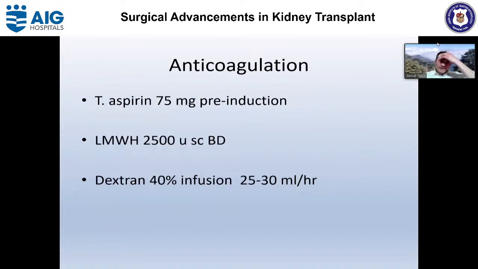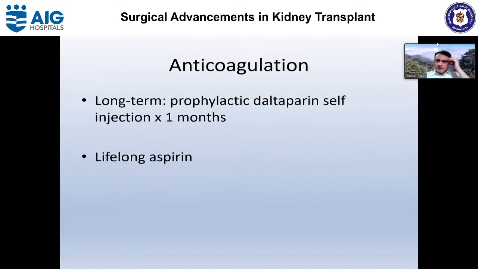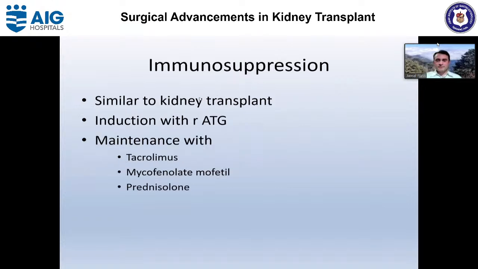So what we follow is to start the patient on aspirin pre-induction, treat with low molecular weight heparin. We used to give unfractionated heparin, but we found this led to a lot of bleeding complications, and also dextran to reduce platelet aggregation. After discharge, the patient is on self-injection of low molecular weight heparin for a month and on lifelong aspirin.